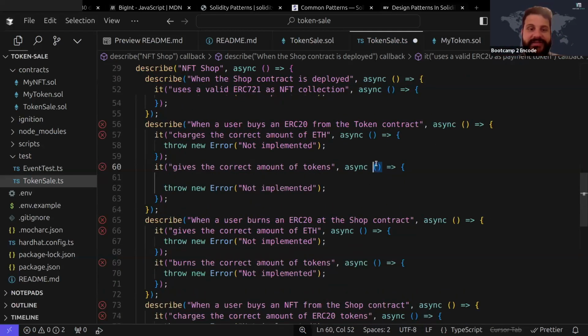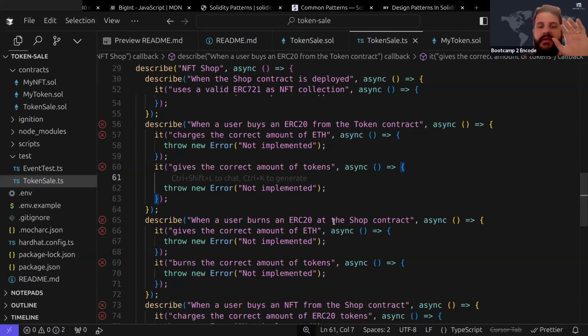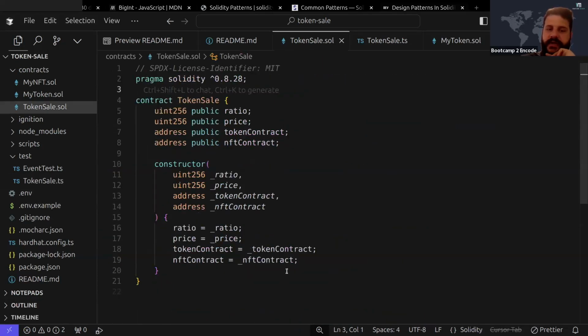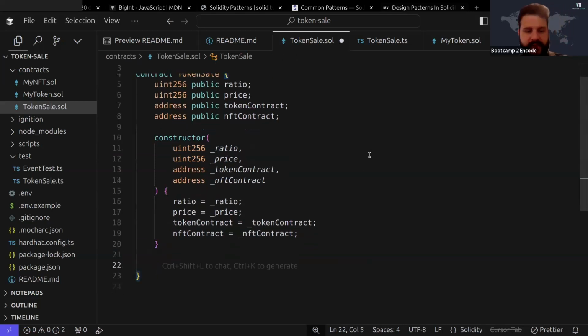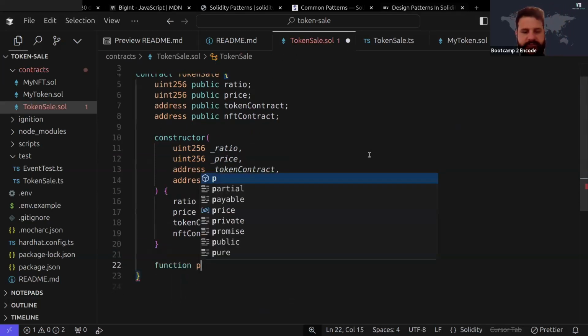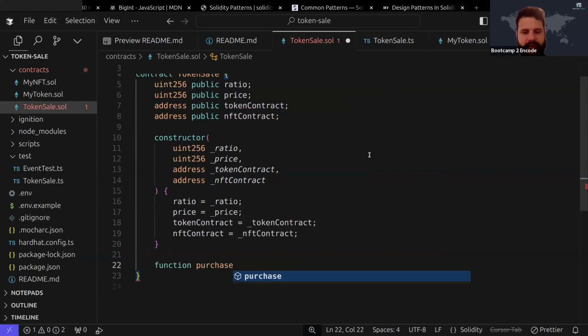I want to ask for all of your attention right now. Instead of copying code, I want to ask you questions. I need to implement a function in the token sale to purchase tokens, right? A function to buy tokens. How would you code this function? Asking for contributions and suggestions from all of you. Let's focus on the function definition for now. How would you do the function definition?